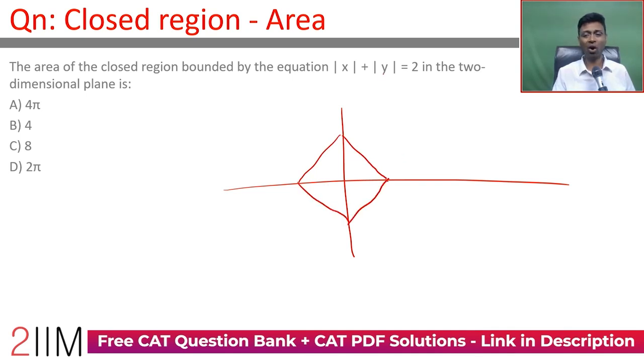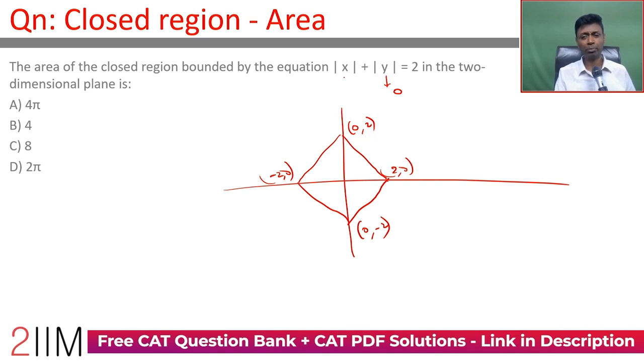How do we get that? In all of these questions, put one of the two as 0. Put y equal to 0, x could be 2 or minus 2. So (2, 0) and (minus 2, 0) sit here. A symmetric shape. Therefore (0, 2) and (0, minus 2) also sit.